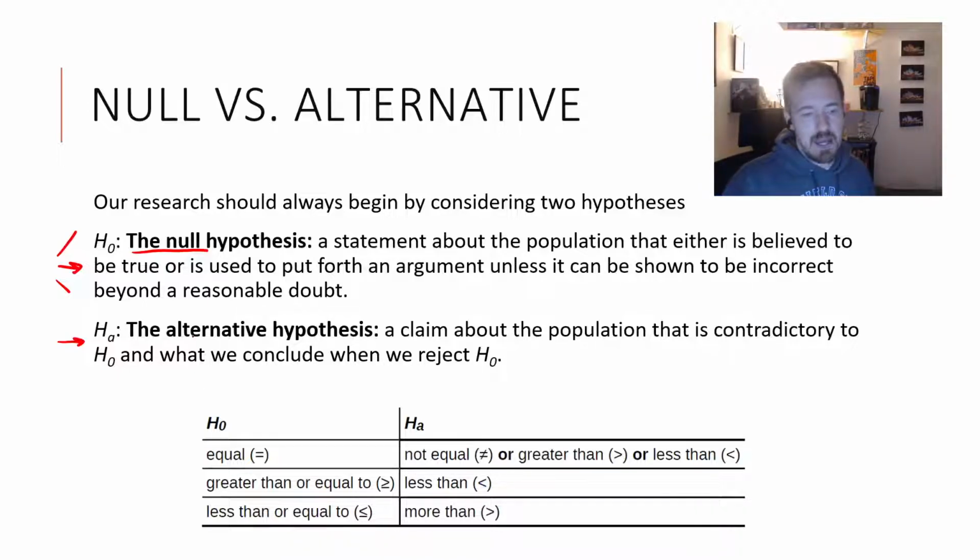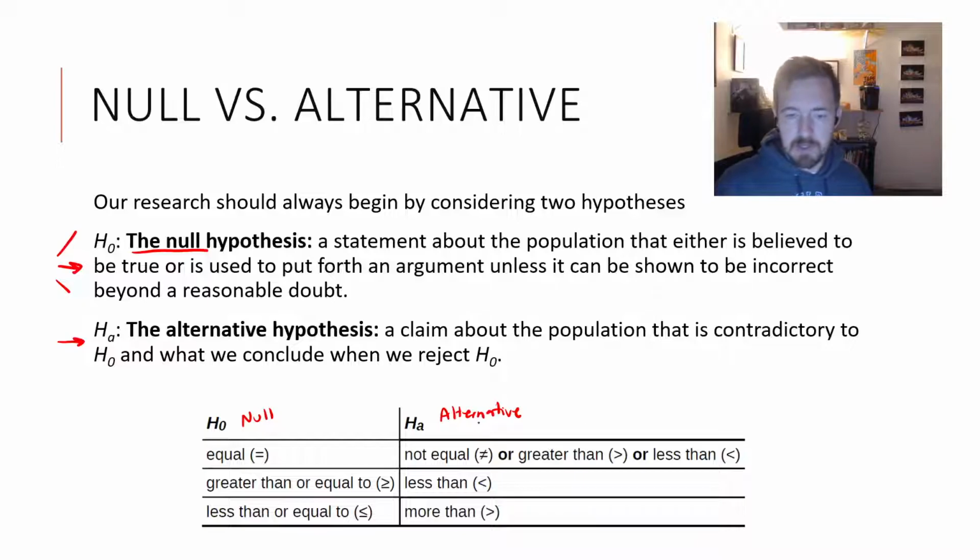So when we write this out, and this is going to be a little strange, we're going to be writing this out in hypothesis syntax. We're going to have the H0, which is the null hypothesis, and the HA, which is the alternative hypothesis.